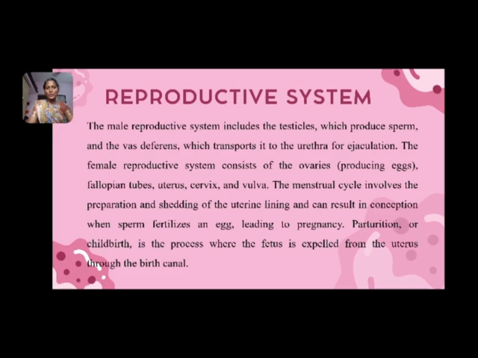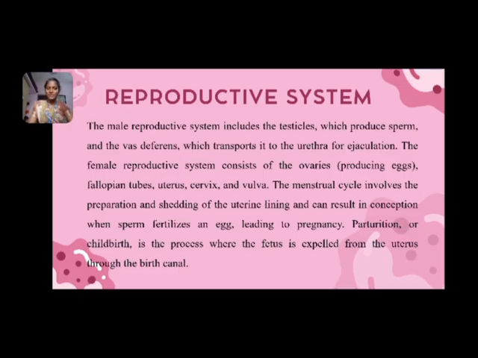Now we see about the reproductive system. The male reproductive system includes the testicles, which produce sperm, and the vas deferens, which transport it to the urethra for ejaculation. The female reproductive system consists of the ovaries, which produce eggs, the fallopian tube, uterus and cervix. The menstrual cycle involves the preparation and shedding of the uterine lining and can result in conception when sperm fertilize an egg, leading to pregnancy.